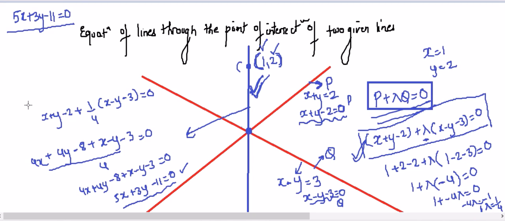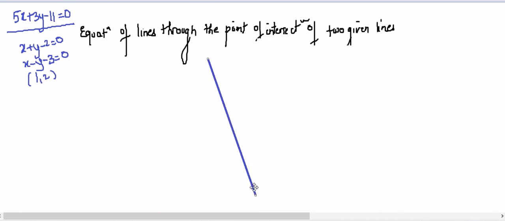The equations of the two lines were x plus y minus 2 equals 0, and another was x minus y minus 3 equals 0, and 1 comma 2 is the point through which it was passing. So this is my first line, this is my second line. The equation of this line is x plus y minus 2, and of this line is x minus y minus 3 equals 0.